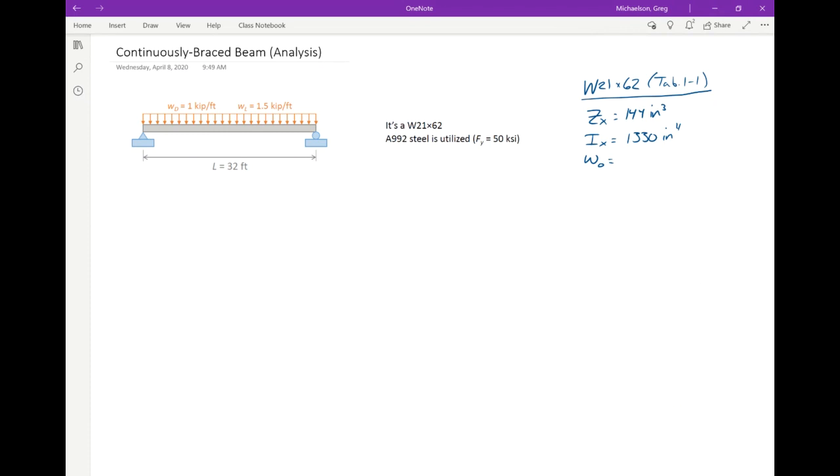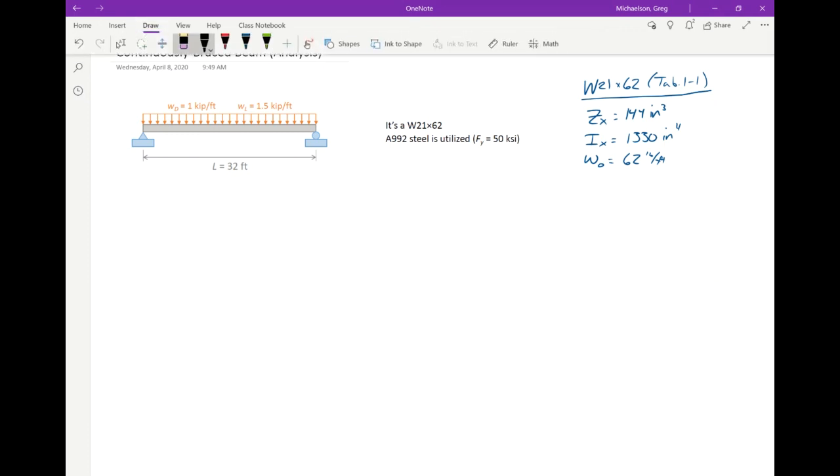Exactly right. It's a W21x62. It's 62 pounds per foot. Okay. We need that quantity to do our analysis. All right.